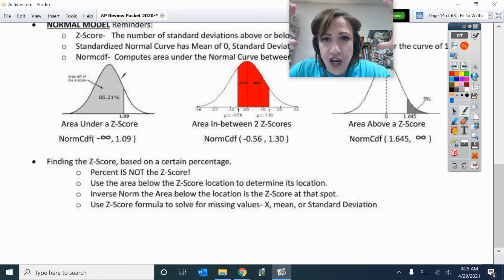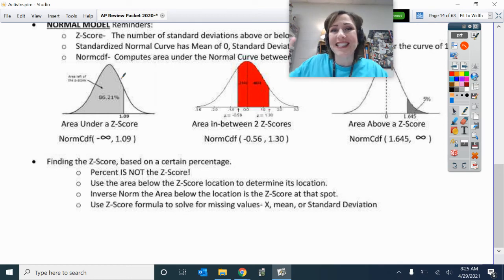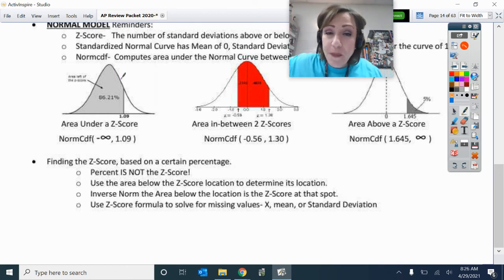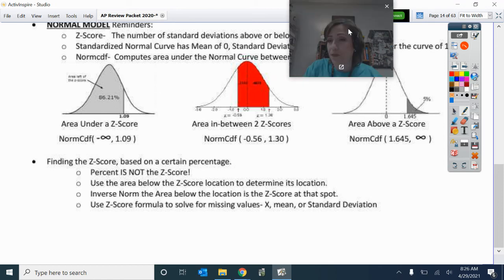And for heaven's sake, if they say, what is the grade at the 80th percentile, 0.8 is not the z-score. Percent is not the z. If they give you a percent, you're going to use that percent, but you're going to use it to get the z-score. Use area below as the percent. If they say the top 80% or the top 10%, what grade is the cutoff for the top 10%? Then when you inverse norm, you've got to use the lower 90% to find that z-score.